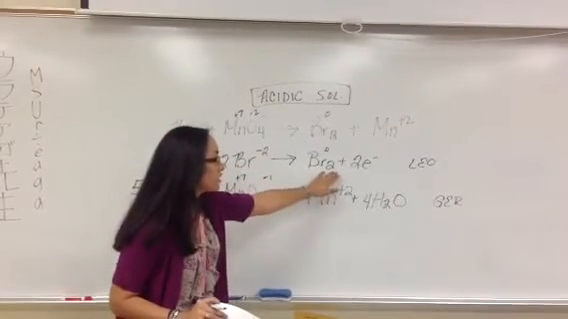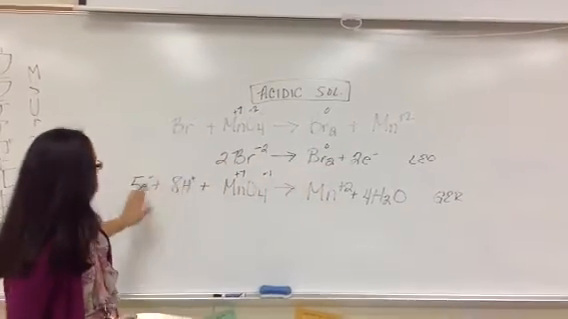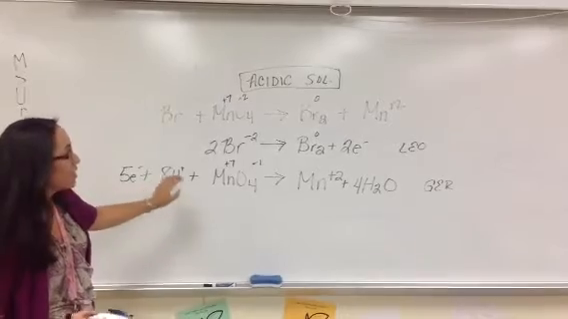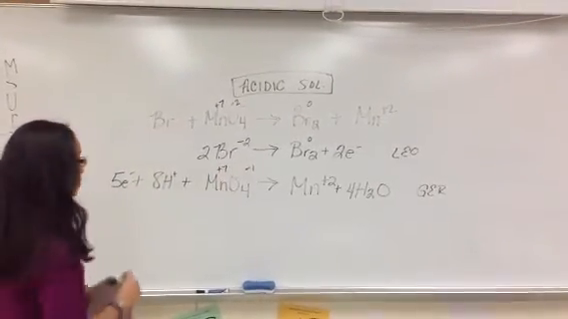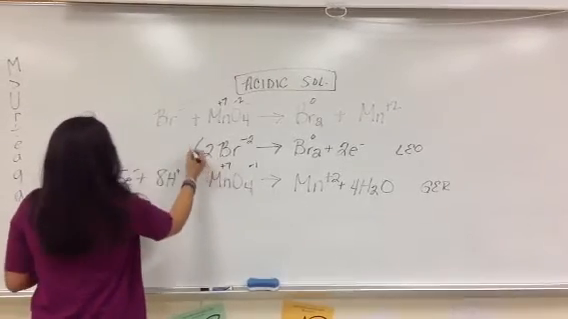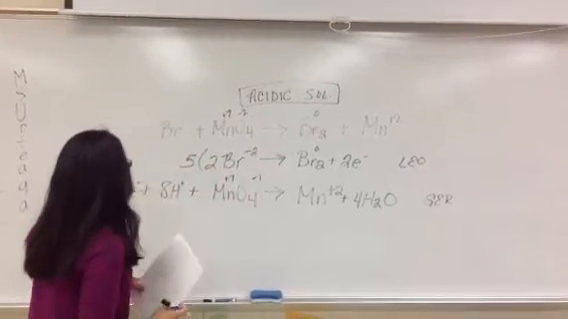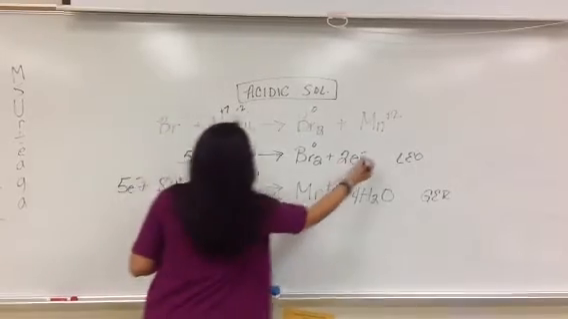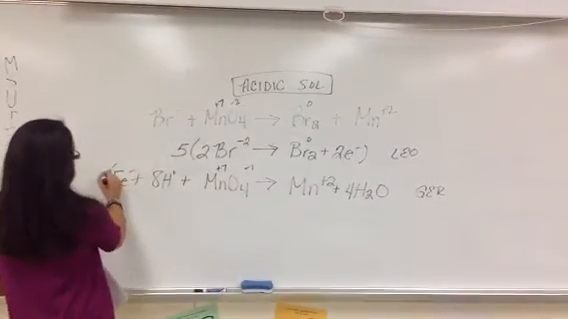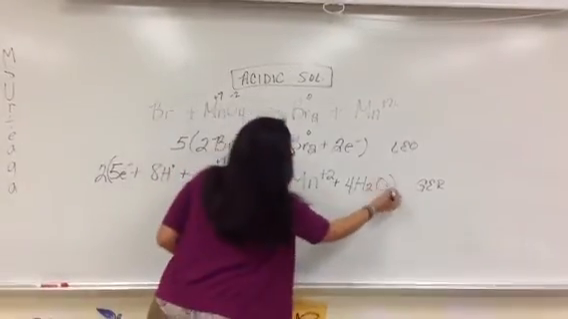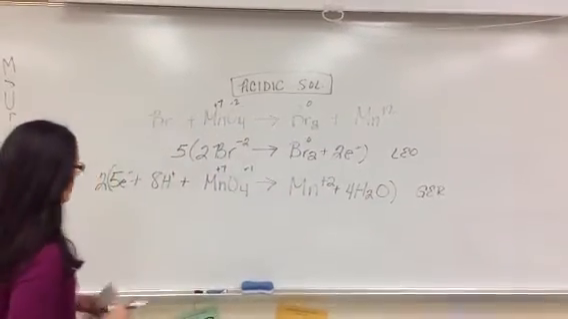I have 2 electrons on my oxidation half reaction, and I have 5 electrons on my reduction half reaction. So I have to find the common multiple. I am going to multiply my oxidation half reaction by 5, and I'm going to multiply my other reaction by 2 to equal 10.